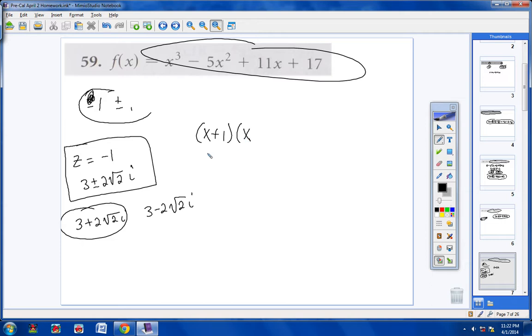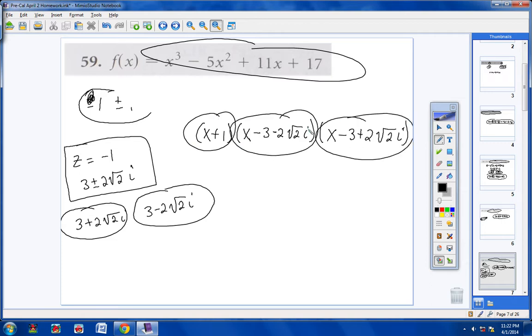Well, here you're going to put x. And then instead of positive 3, positive 2, you're going to put negative 3, negative 2, and then square root of 2, and then i. And then same thing for this zero right here. Instead of putting positive 3, negative 2, you're going to put x, and then negative 3, positive 2, and then square root of 2i. This is a linear factor, this is a linear factor, and this is a linear factor. We know they're all linear factors because your x has a power of 1, okay? So we found the zeros, and then we wrote this as a linear factor.